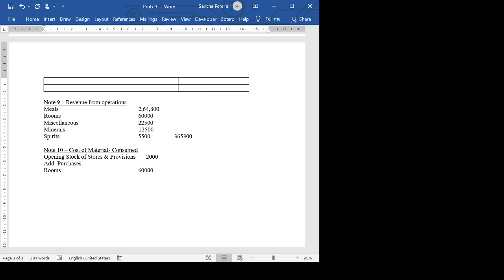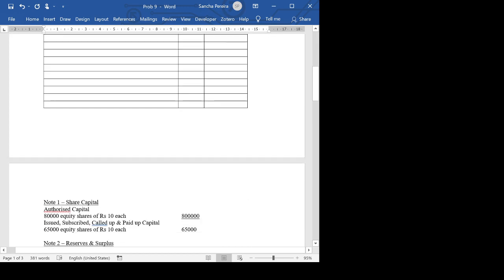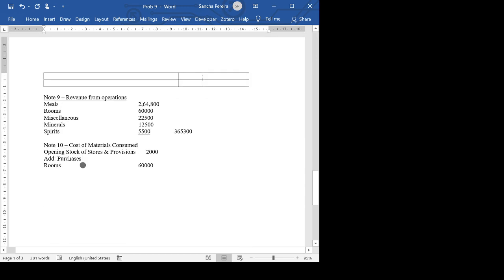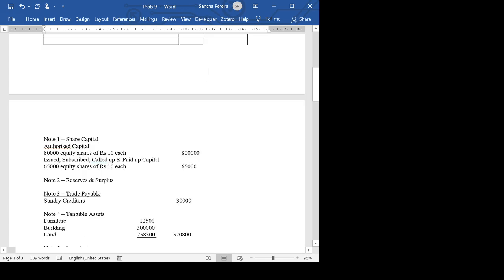Add purchases. Even next year, you all will be doing this like this, so pay attention to this. Add purchases. Now, purchases of stores and provisions are 35,000, so add 35,000 there. And less closing stock of stores and provisions. And the closing stock of stores and provisions is 3,000.